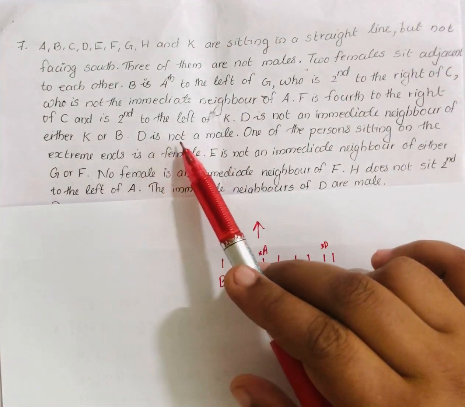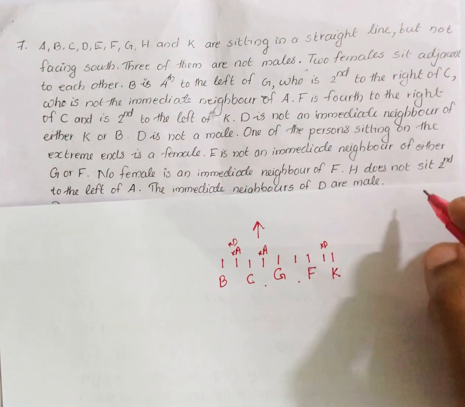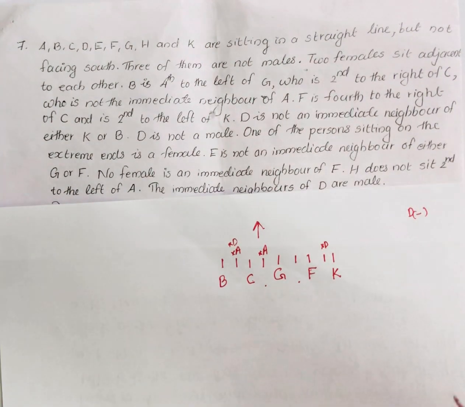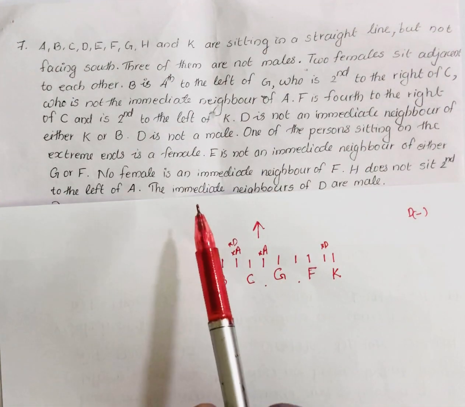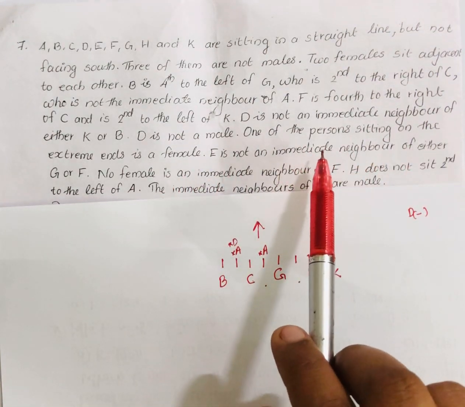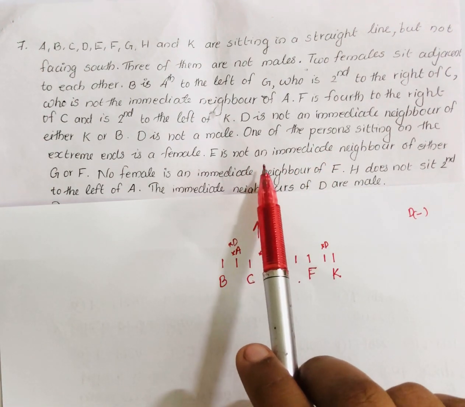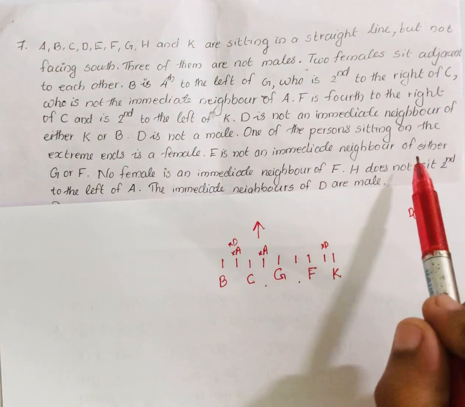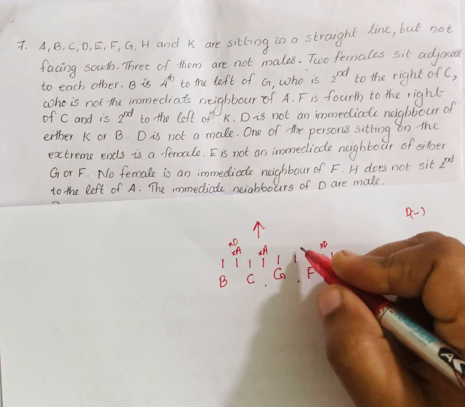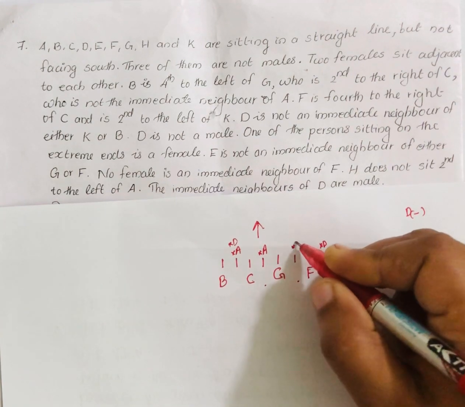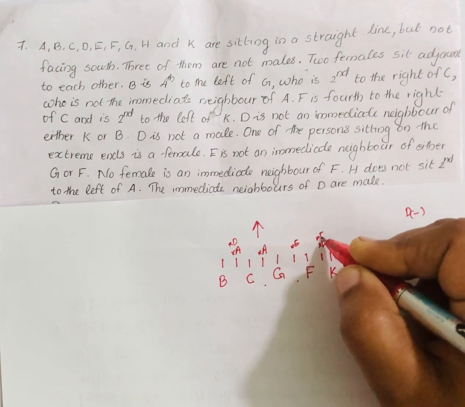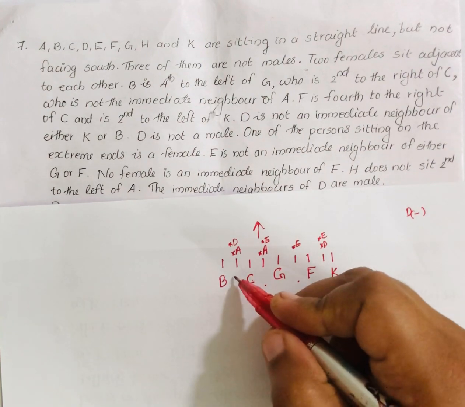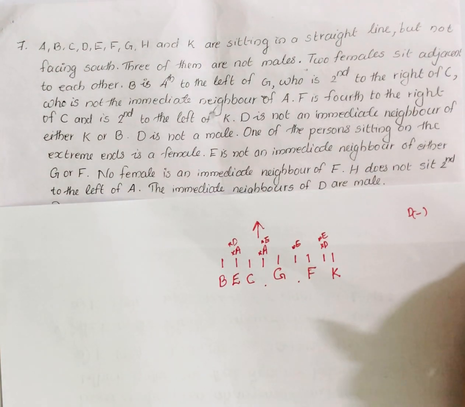Then next condition, D is not a male. D is not a male, so D should be female. So we can represent female by using a minus sign, male using a plus sign. Then E is not an immediate neighbor of either G or F. So E cannot be a neighbor of G or F means E cannot be this place and it cannot be here. E cannot be here also. So these three places are not E. Then E becomes here only.